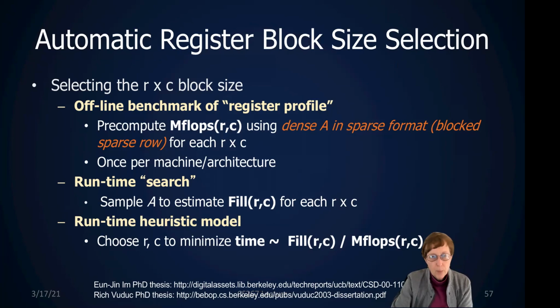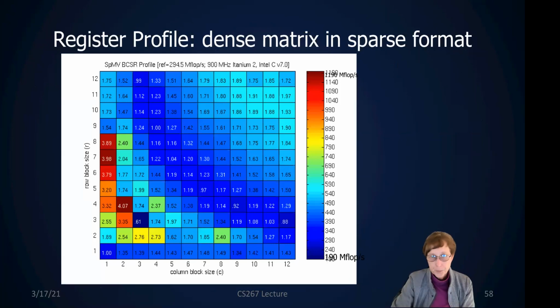But at runtime we are then going to choose R and C to minimize the fill overhead divided by the megaflop rate. That's estimating basically the inverse of the megaflop rate that we're going to get on this machine of real megaflops, if I only counted the flops that were in the original matrix, not the extra zero flops that I have to do because I've filled them in for the R by C. So this fill factor estimates how much extra work we're doing, and the megaflop rate tells us how fast it'll go.